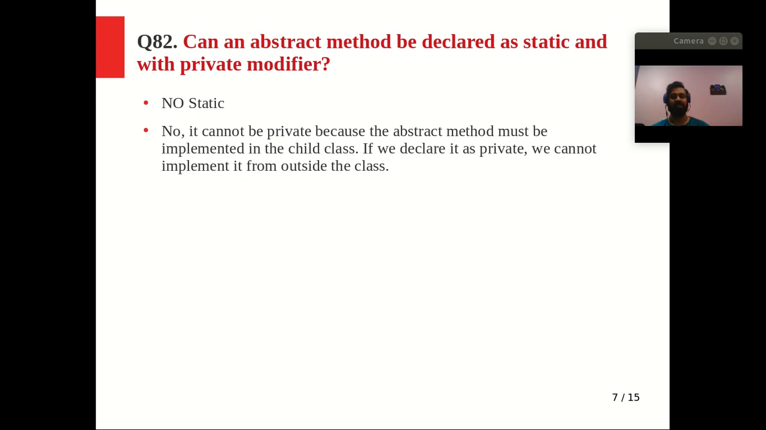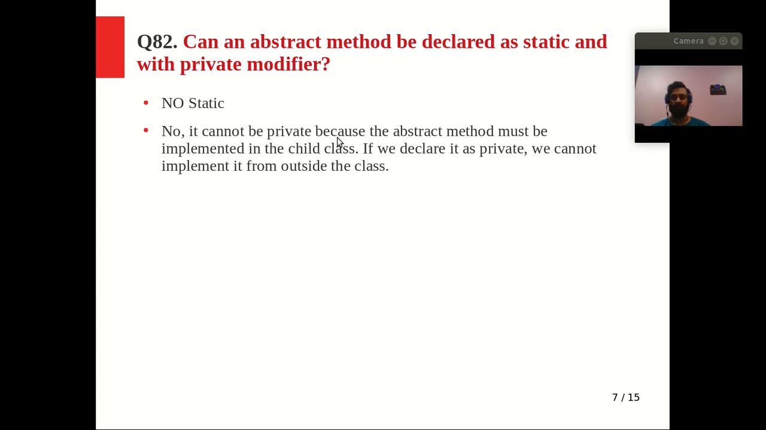So for that reason we cannot mark it with the private keyword. Otherwise the accessibility of that method will be lost. If we declare it as private, then we cannot implement it from outside that class, right? So we cannot provide the implementation of that abstract method. That's why we cannot mark an abstract method as private.